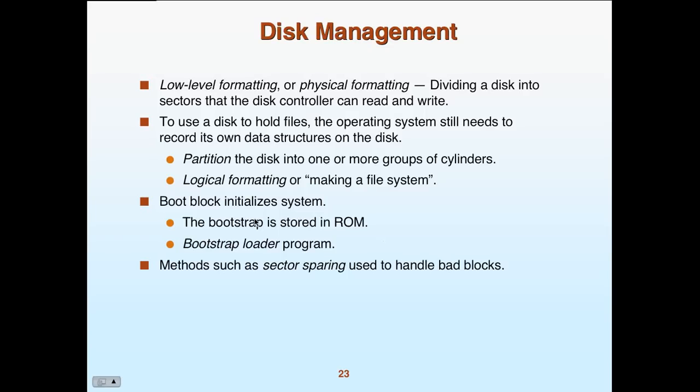So the boot block initializes the system. The bootstrap is stored in the ROM. It's actually stored on your hard drive. We have a bootstrap loader program. That's a little menu that comes up. It says, hey, would you like Windows or would you like Linux? Like a GRUB menu or something. And then methods such as sector sparing are used to handle bad blocks. But basically, mark the block bad so it's not used for any storage and it's not accessible. And the operating system essentially just ignores the block because it's bad. I'm not going to read it.